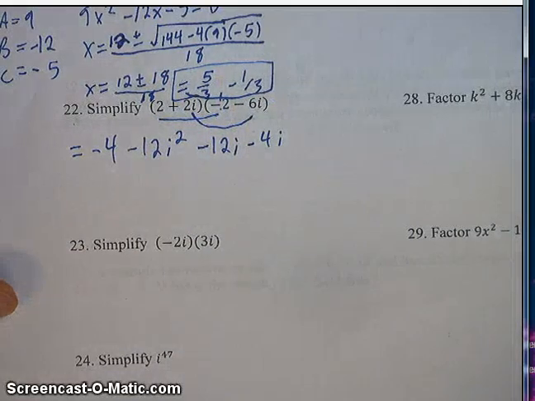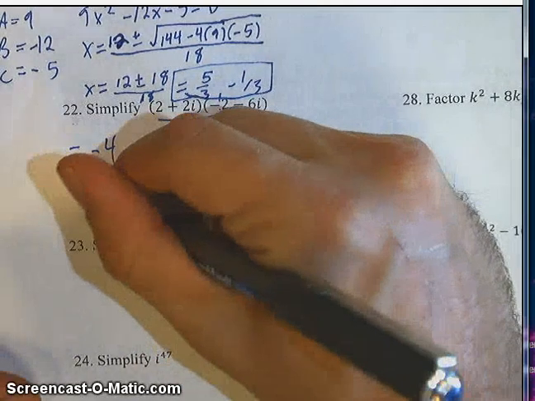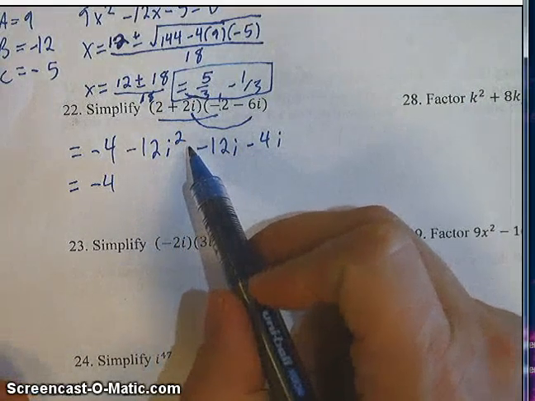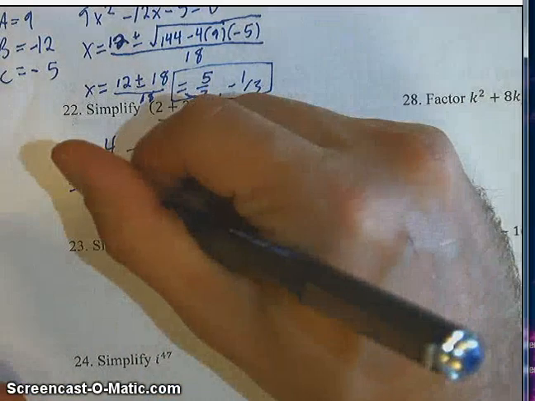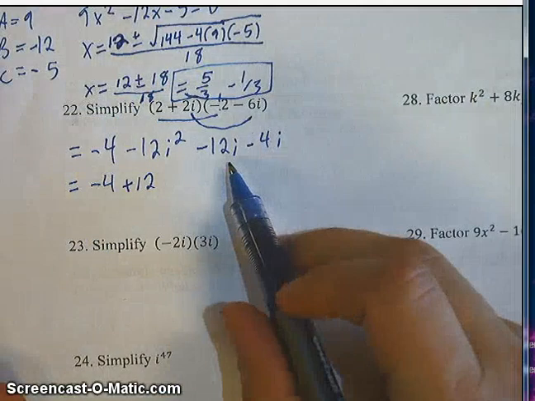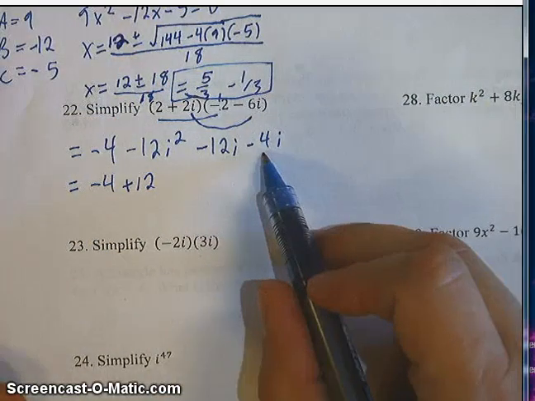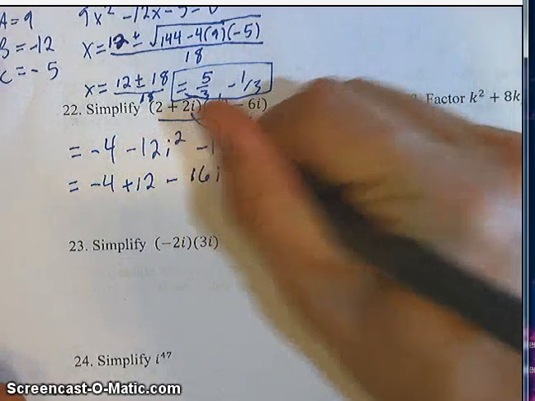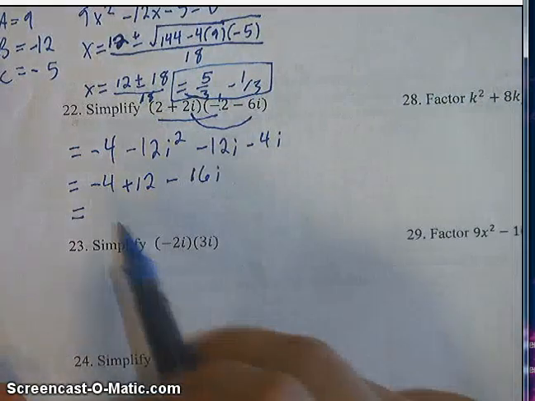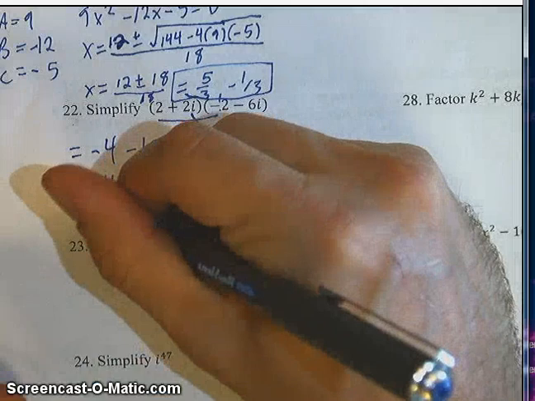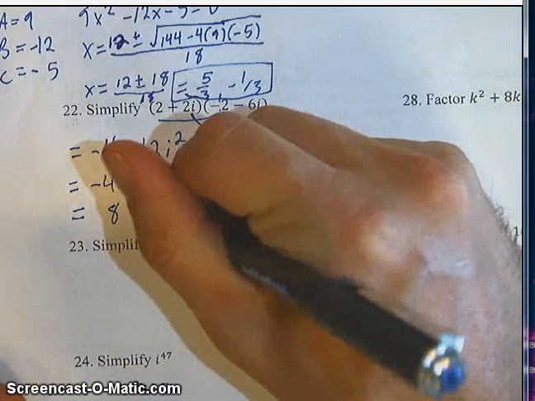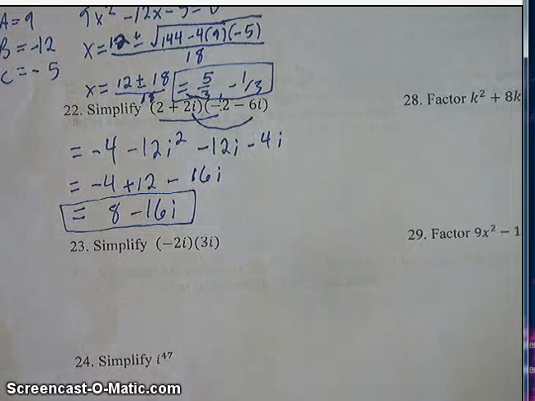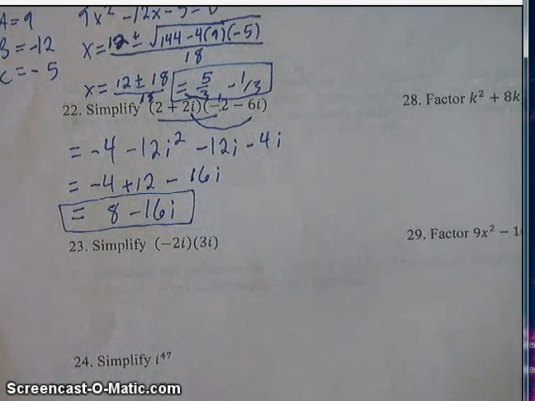All right, we're going to combine like terms. We get negative 4. i squared simply equals negative 1, so negative 1 times negative 12 is positive 12. And the negative 12i minus 4i is negative 16i. Negative 4 plus 12 is 8, minus 16i. Now remember, it's good etiquette to write the real number first and the imaginary number second, so I've written it in the correct order there.